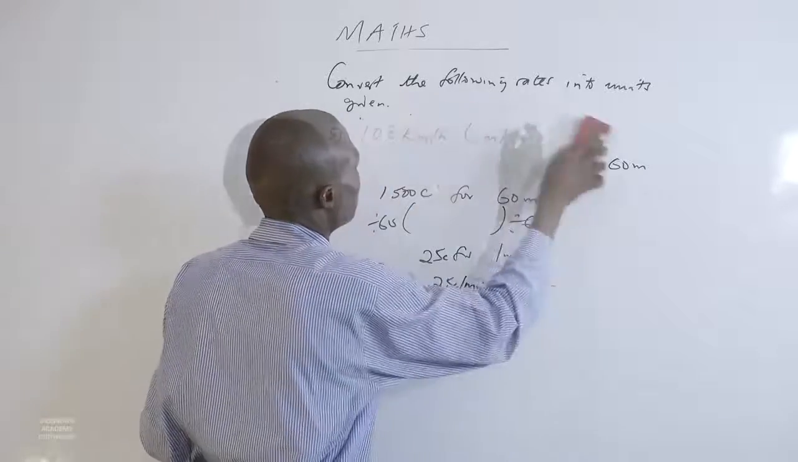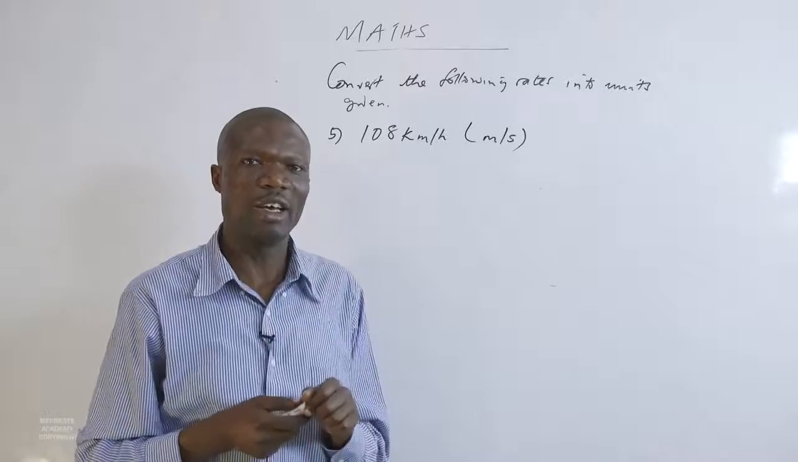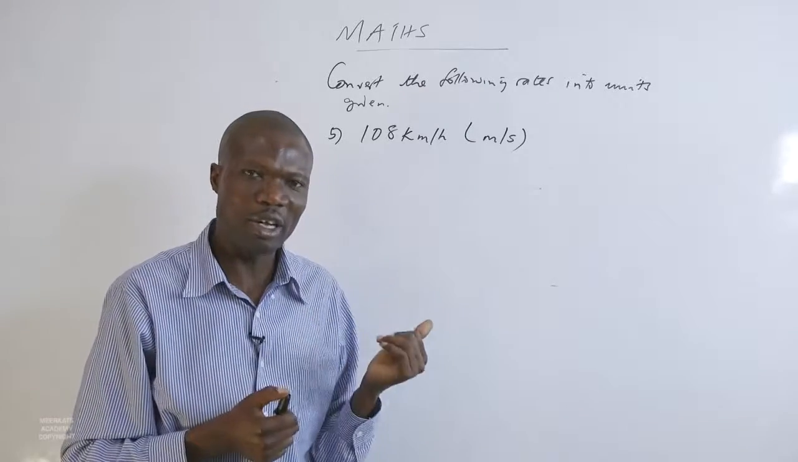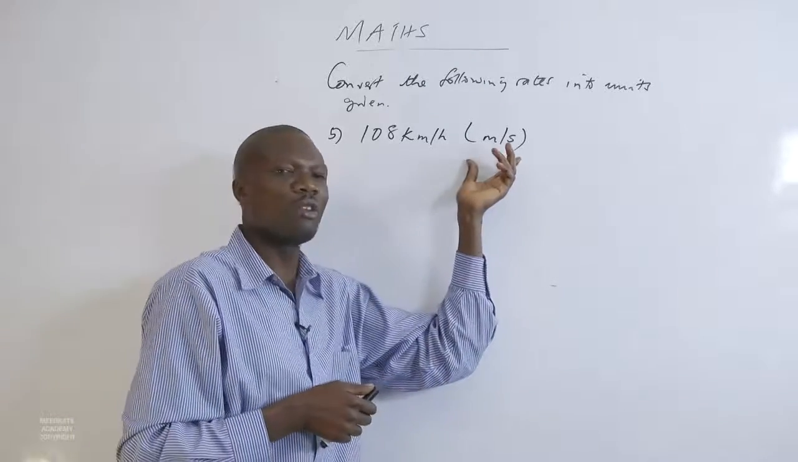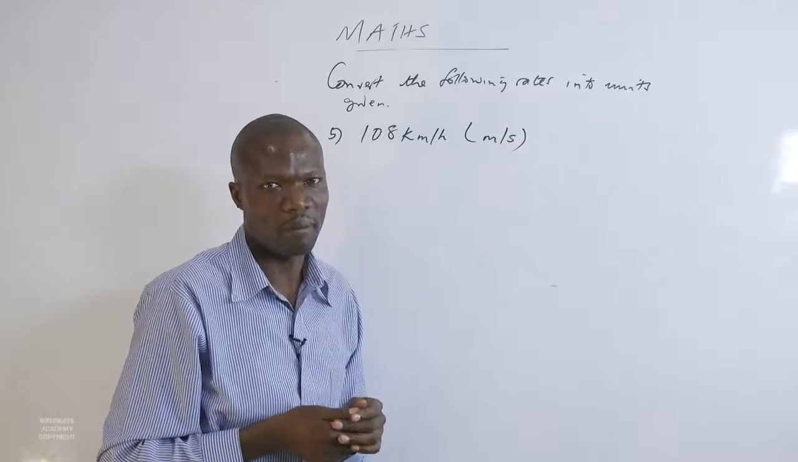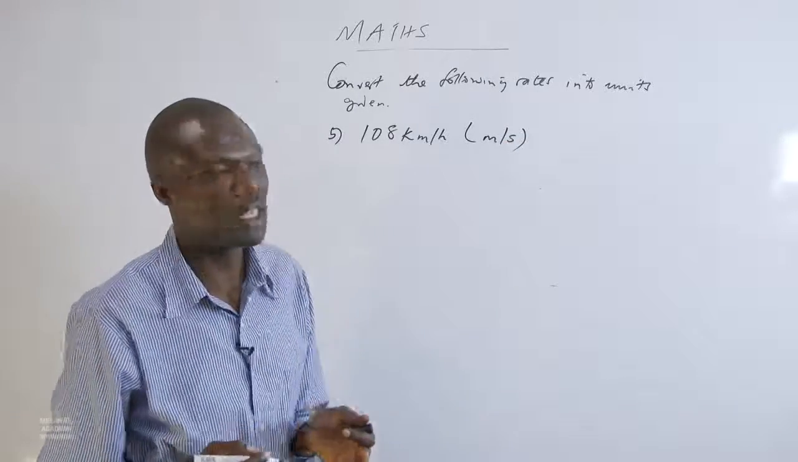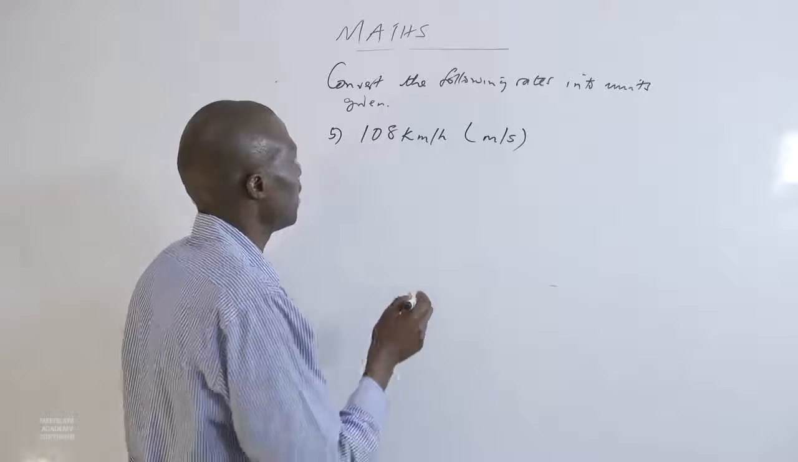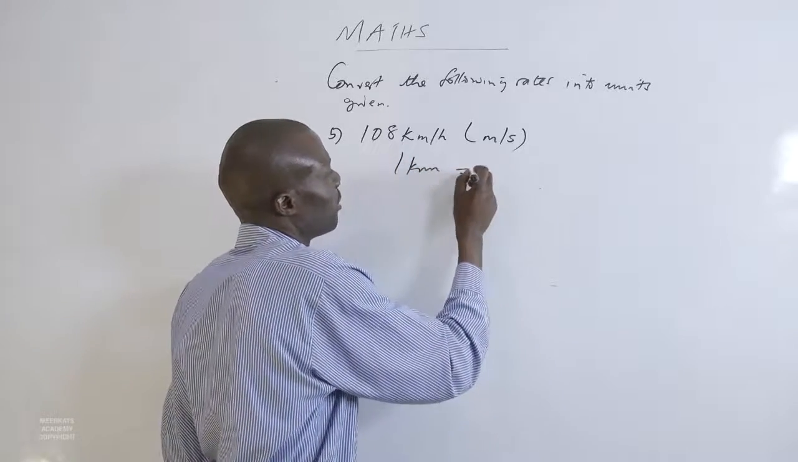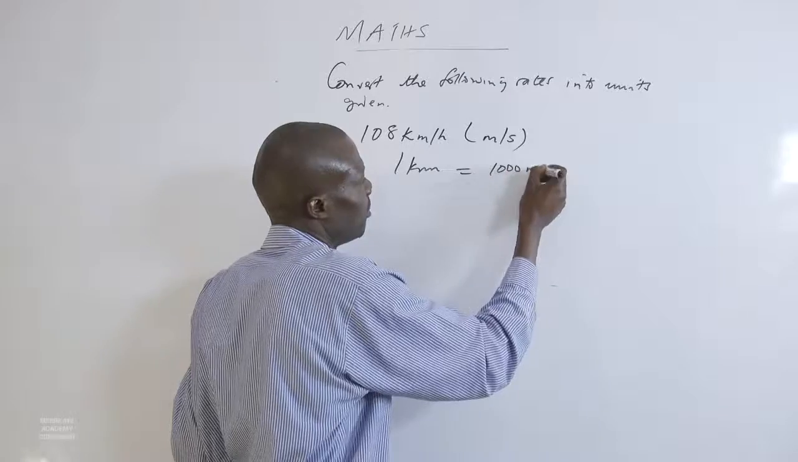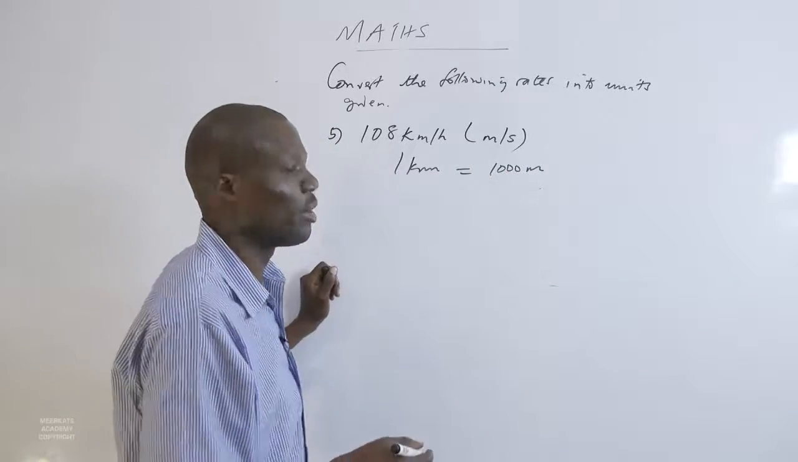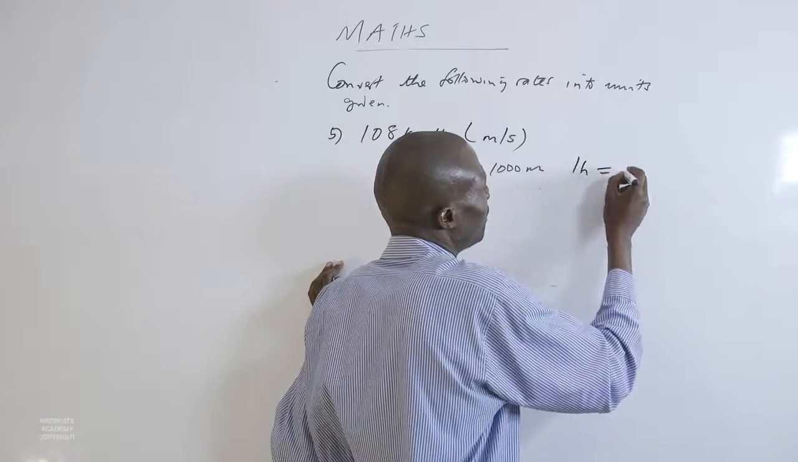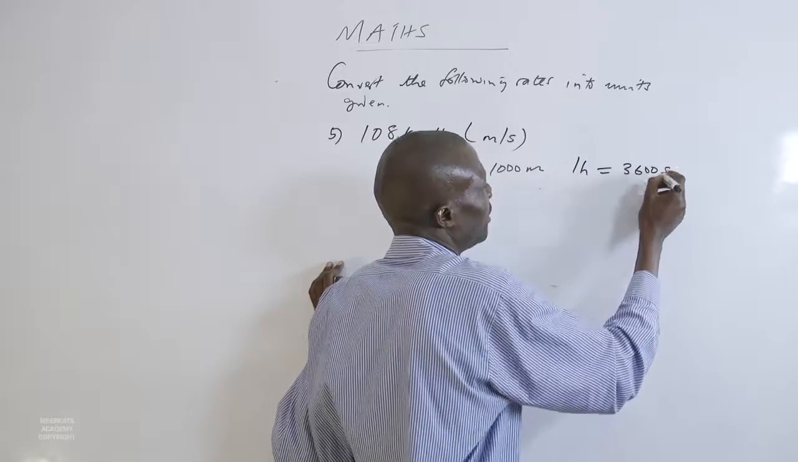Another question, we have got 108 kilometers per hour. We want to convert this into meters per second. Now, the first thing we ask ourselves, what is the relationship between kilometers and meters? The relationship here is that 1 kilometer is equal to 1,000 meters. And when you talk about hours and seconds, this is very interesting. 1 hour is equal to 3,600 seconds.